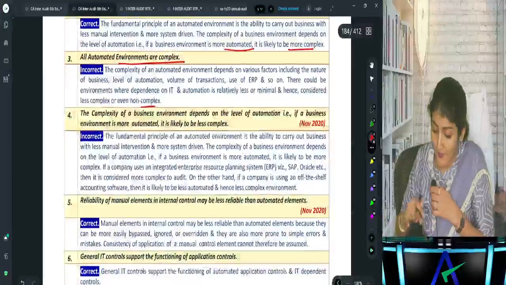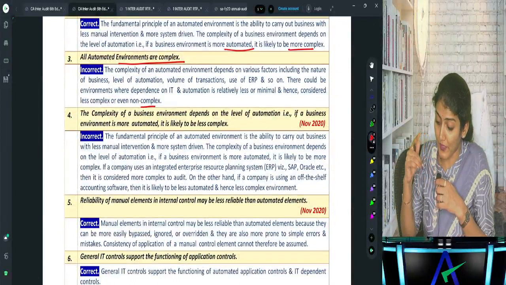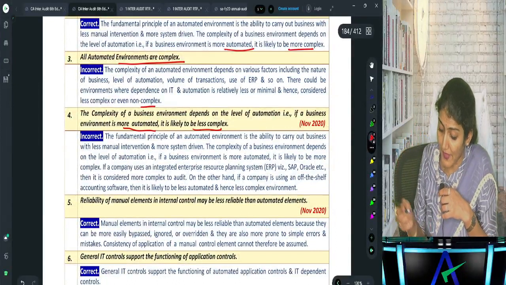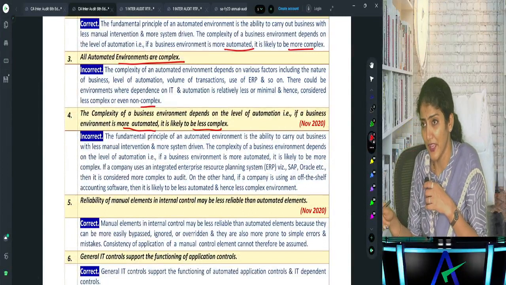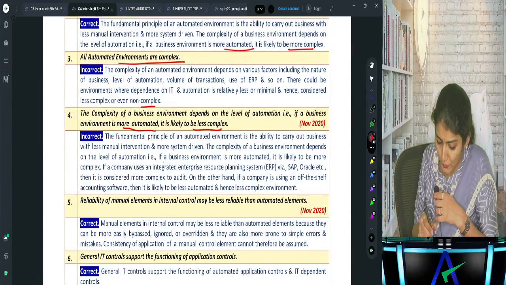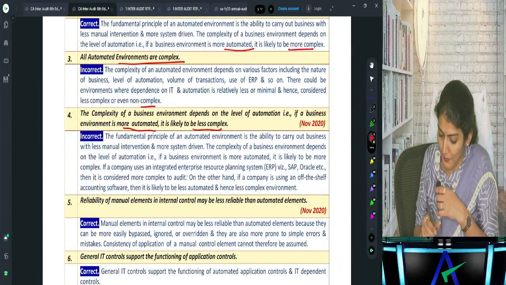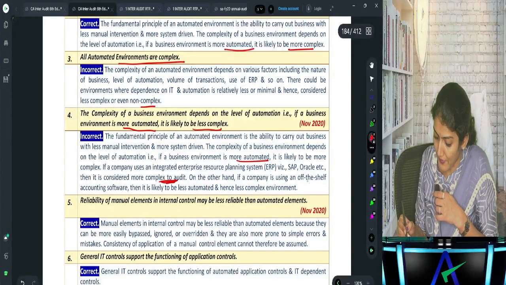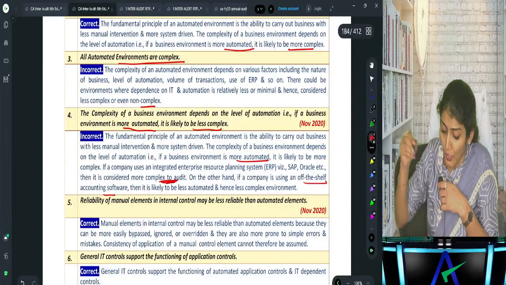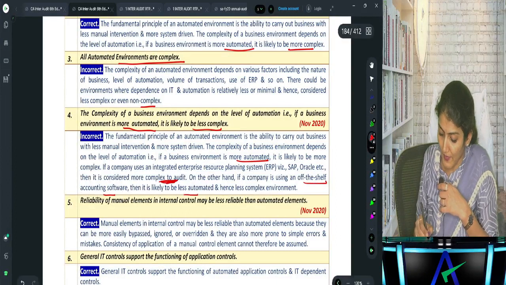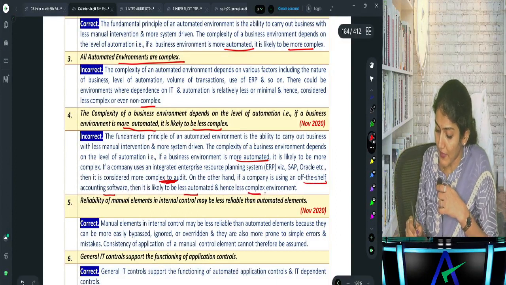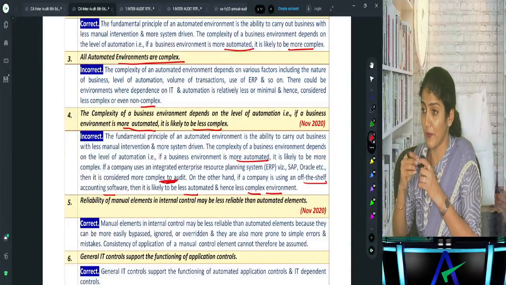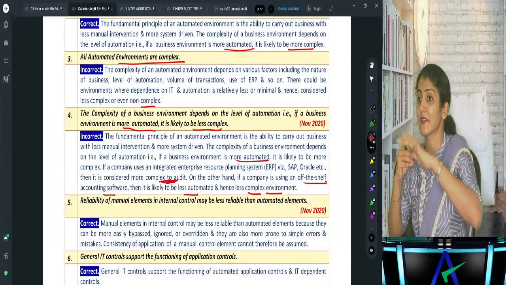Right. Then complexity of a business environment depends on the level of automation. If the business environment is more automated, it is likely to be less complex. No. If it is more automated, it is going to be more complex. Are you understanding? More automated, then it is going to be more complex. On the other hand, if the company is using an off-the-shelf accounting software, it is likely to be less automated and hence a less complex environment. So more automated, more complex; less automated, less complex environment.